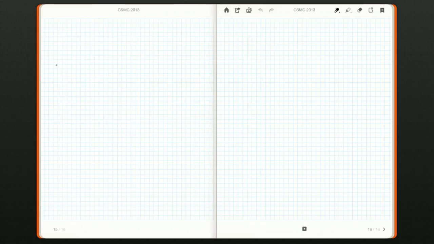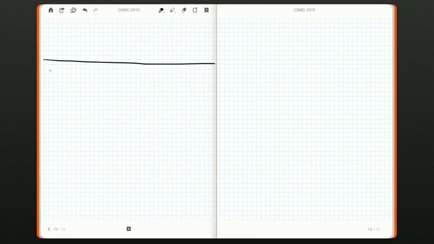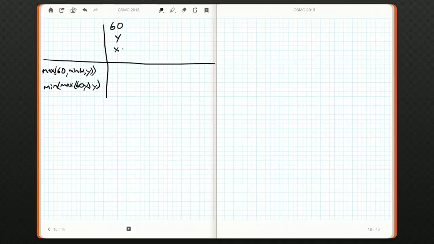So we're probably going to have to do a lot more writing, but max(60, min(x, y)), so that first thing, and then min(max(60, x), y). Alright, and then we have the first case, which was 60 greater than or equal to y greater than or equal to x. And then we have y at the top.